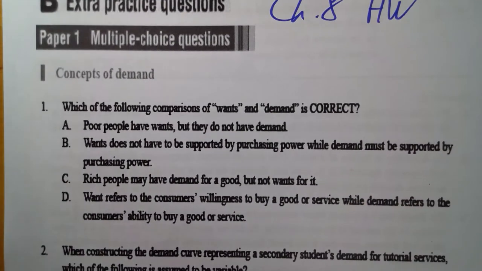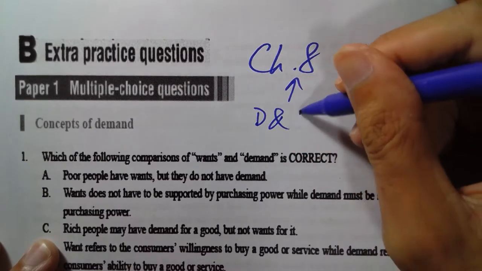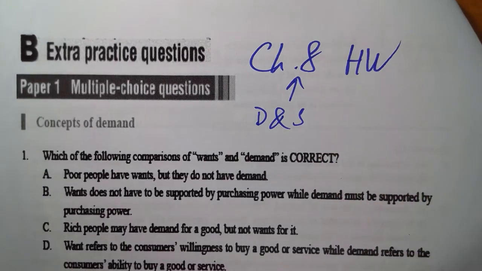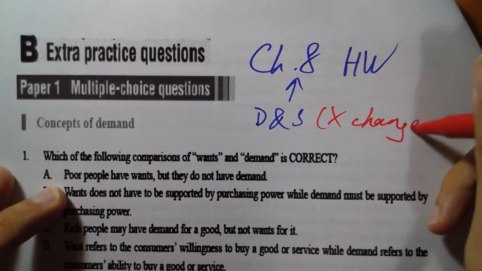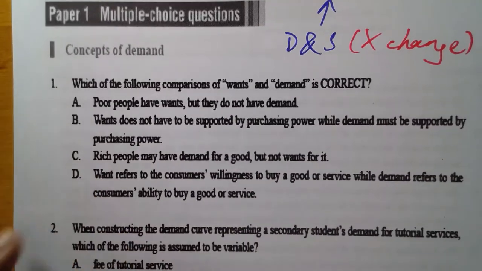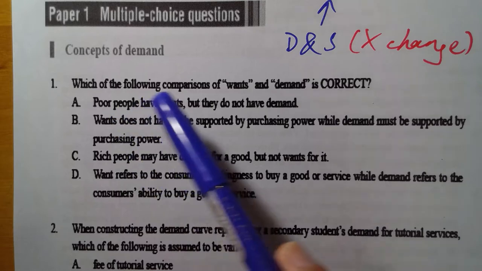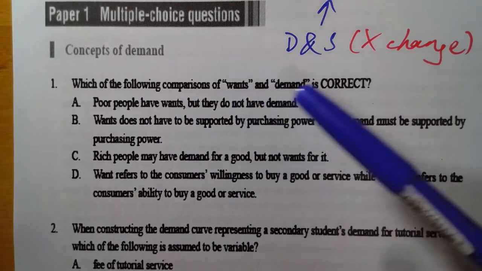Chapter 8, remember this is about demand and supply, but not yet about change. So this chapter is relatively easy, not yet about change. All right, let us move on. Here, number one, it asks the basic question: what is the difference between wants and demand?